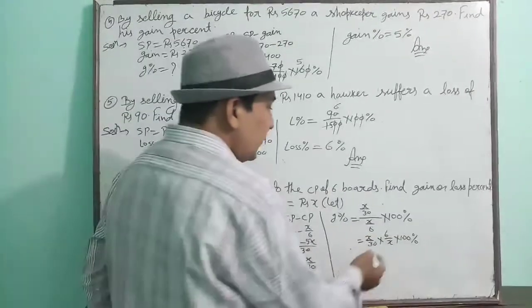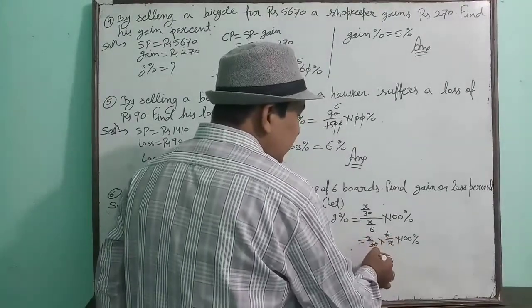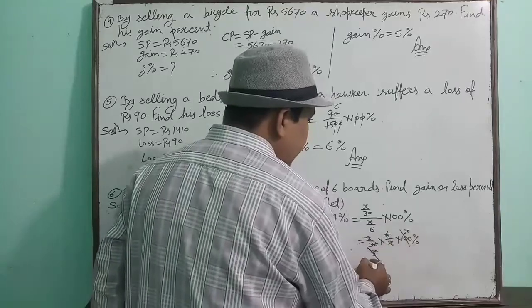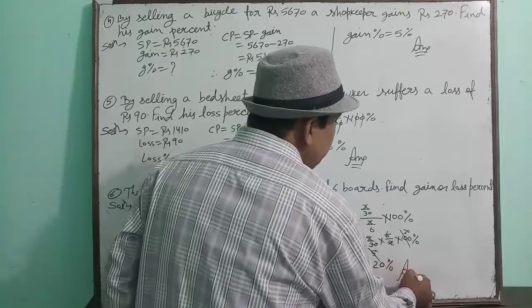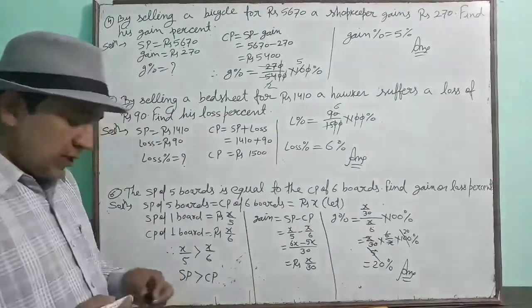Okay, now solve it. X dividing X, 6 dividing 30 by 5 times and 5 dividing 100 by 20 times. That means 20% gain is there.